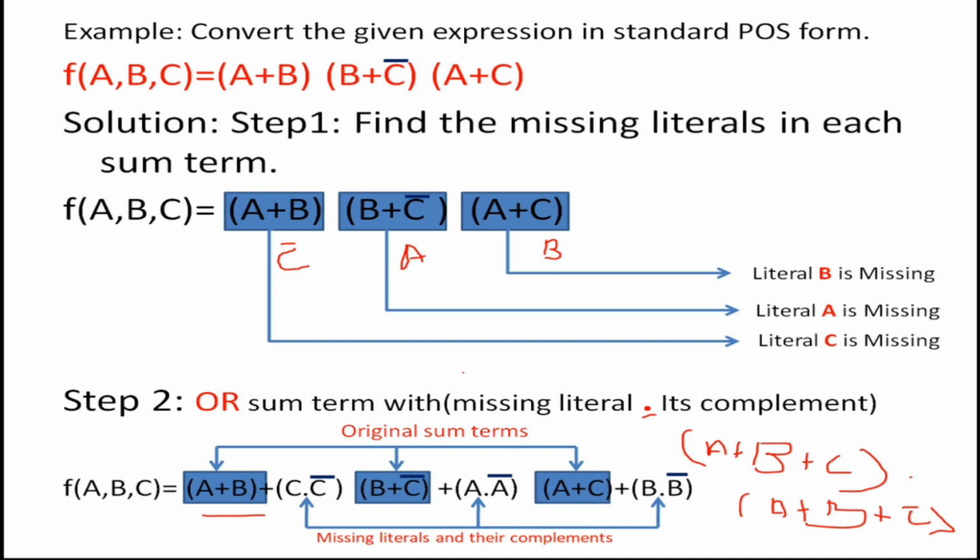So the first step will be to find out the missing literals in each sum term. We have identified that in the first sum term C is missing. In the second sum term, A is missing, and in the third sum term, B is missing.